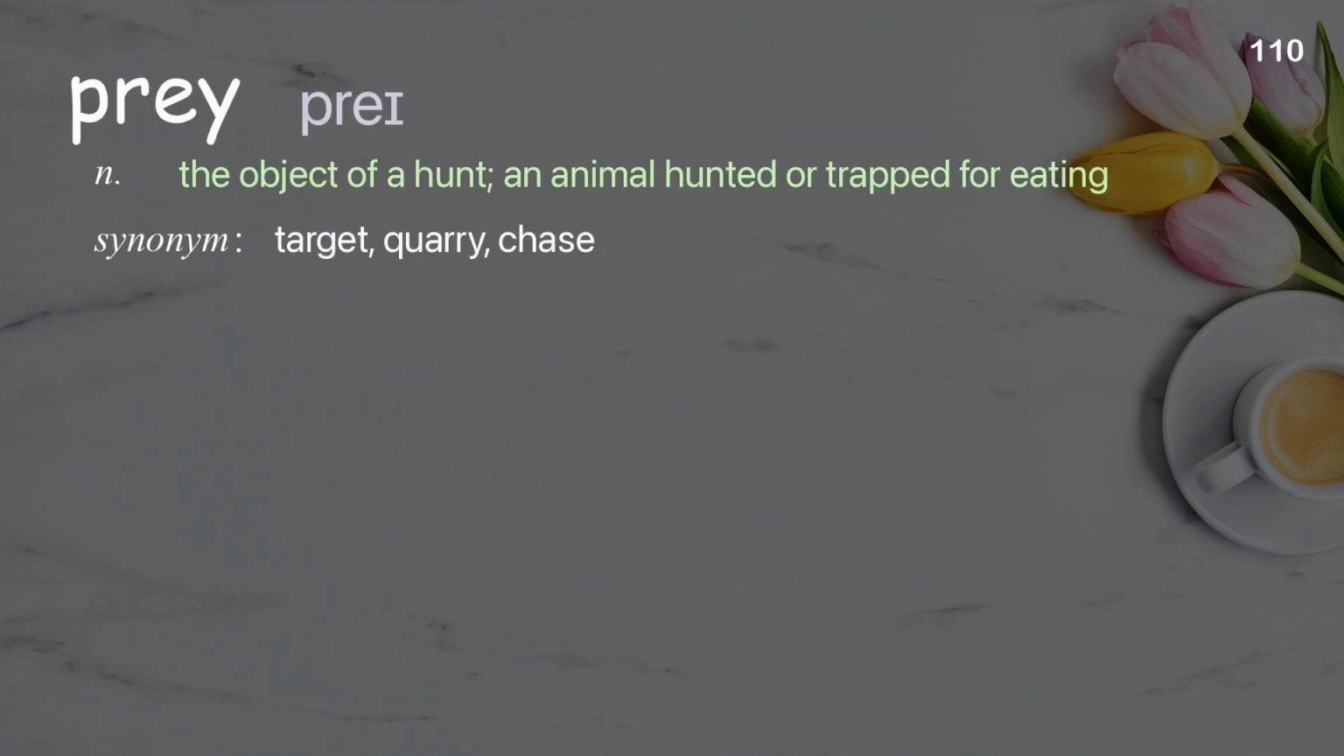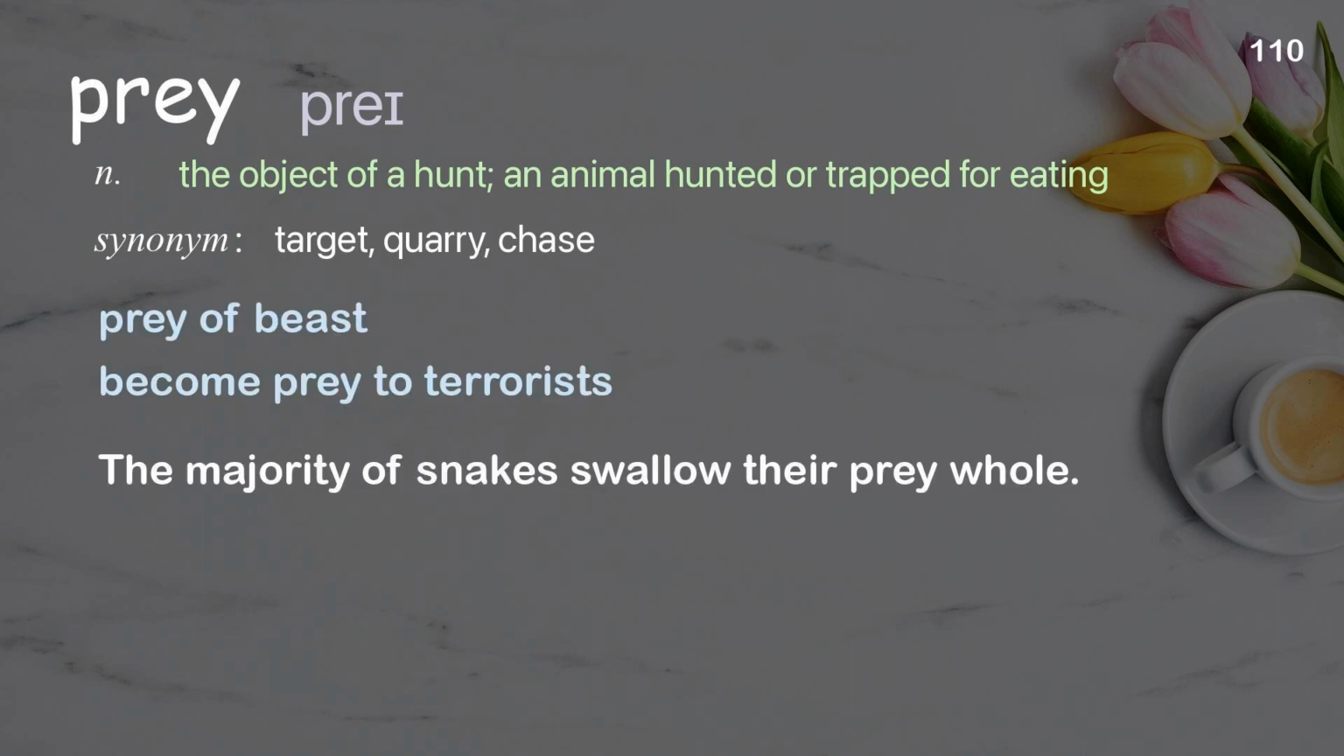Prey: the object of a hunt, an animal hunted or trapped for eating. Examples: prey of beast, become prey to terrorists. The majority of snakes swallow their prey whole.